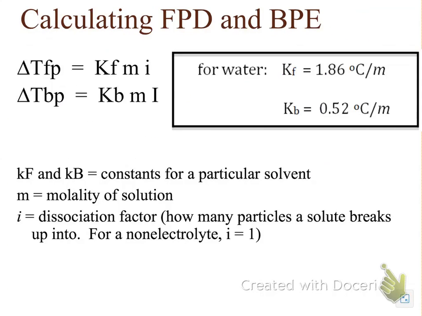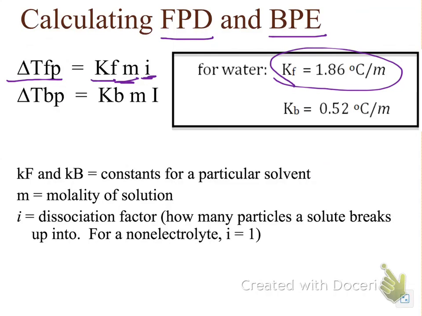All right, so let's take a look at how to solve these problems. So calculating FPD, freezing point depression, and boiling point elevation. They basically have the same equation. The change in temperature of freezing point is equal to K sub F, which is a constant, and I can find that constant right here, and you will always be provided with it. Each solvent has a different K sub F, right? So it depends on the substance, times the molality of the solution, times this factor i.